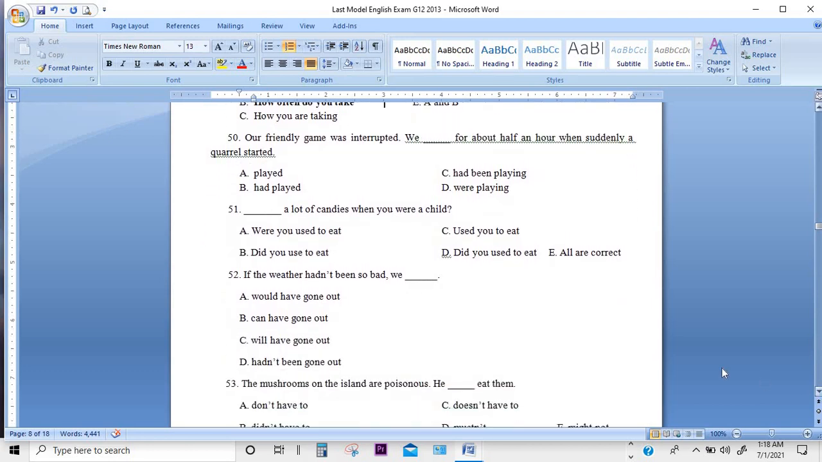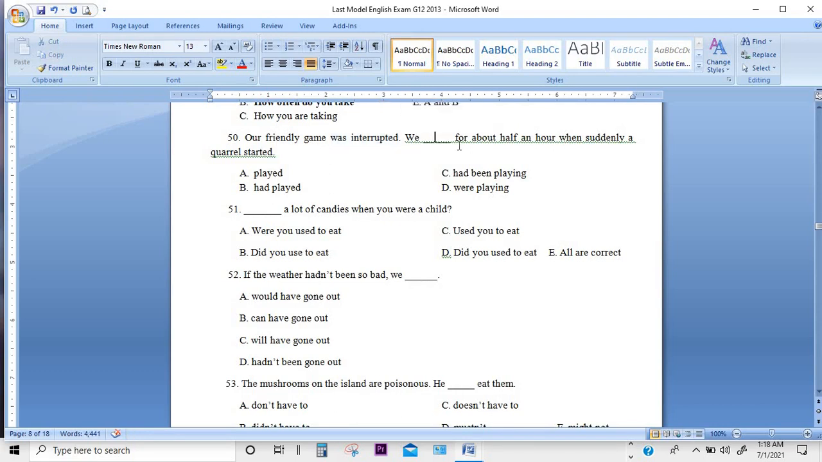Number 15. Our friendly game was interrupted. We dash for about half an hour when suddenly a quarrel started. Our friendly game was interrupted. Okay, was interrupted. So before the interruption, something was going on. So they were playing, okay?